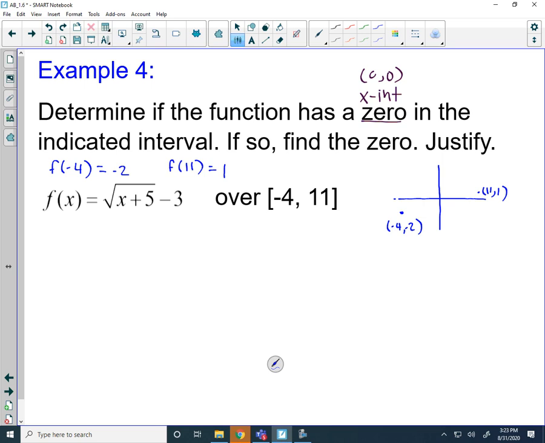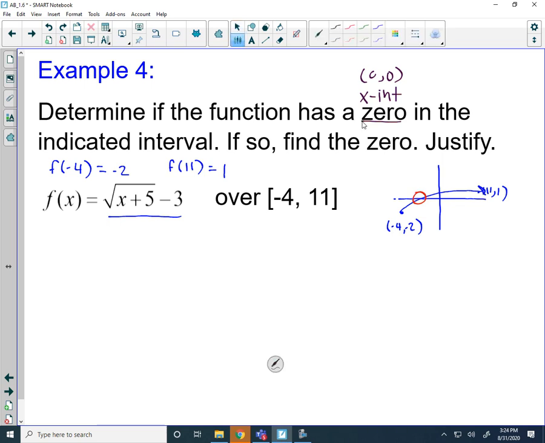We know that square root functions are continuous. So if I have a continuous function, I know I have to pass the x-axis because I have to be able to graph this function without lifting my pencil. So I have to connect those 2 dots without lifting my pencil. So just thinking about it before we make it a formal proof, somewhere between x equals -4 and x equals 11, our graph must have passed the x-axis, which would give it an x-intercept. So we're going to prove this with IVT.